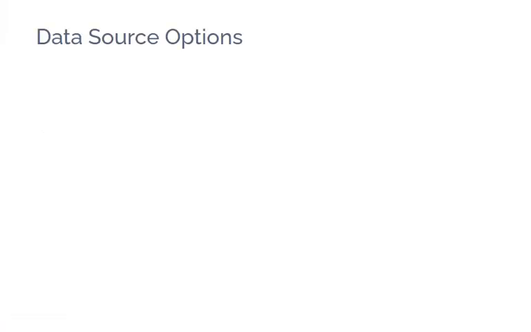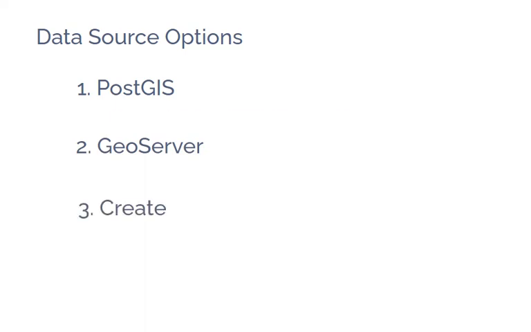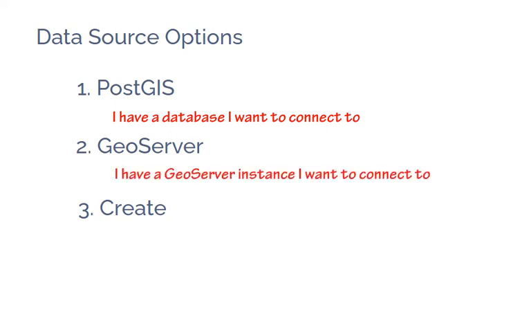QuartzMap offers three data source options for your map layers. The first is PostGIS. The second is GeoServer, and the third is Create. The PostGIS option is used when you wish to connect to an existing database. The GeoServer option is when you want to connect to an existing GeoServer instance.